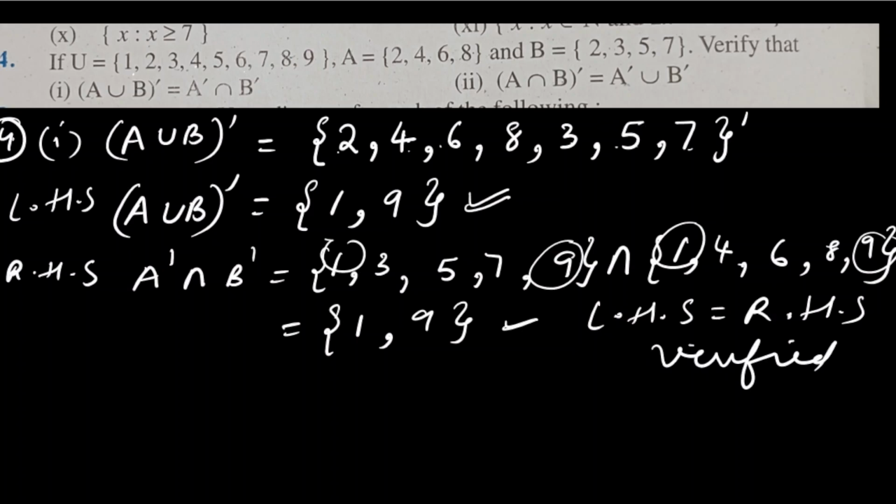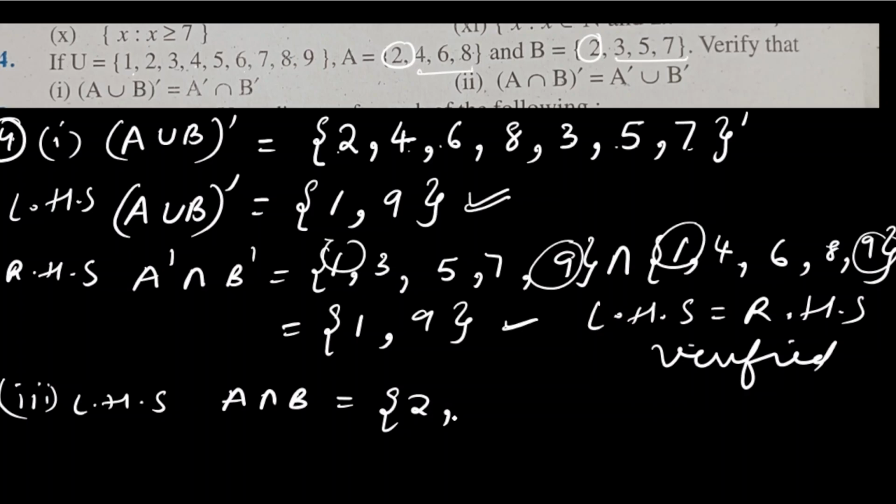Now in the same way, let's do the second part also. So in the second part, first of all, let's find A intersection B, then we'll find its complement. So I am solving the left hand side. A intersection B I'll find first, then its complement. A intersection B means the common elements of A and B. So 2 is present in both A and B. Then 4 is not there, 6 is also not there, 8 is also not there. Let's double check: all other elements are not getting repeated. So A intersection B is 2.